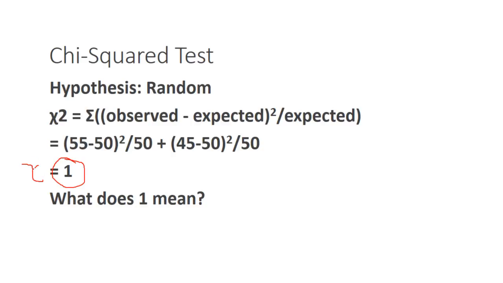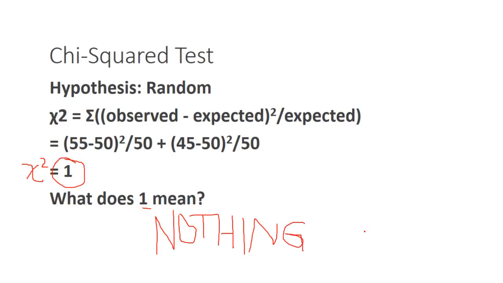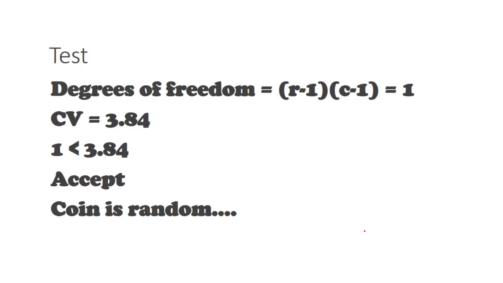So chi-square equals 1. What does 1 mean? Answer, it means nothing. There is no meaningful interpretation of that number that we care about. Chi-square is 1. That means nothing. We have 1 degree of freedom, right? 2 minus 1, 1 minus 1, except when you get that, you leave it as 1. We're going to find a critical value, which is 3.84 in the table, and we'll go look that up in a second.